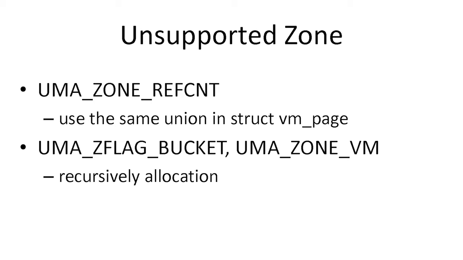Another two zones are UMA bucket zones and UMA zone free, which are used in the bucket system and the VM system. If you protect these two kinds of zones with MemoryGuard, you will run into recursive allocation and easily hit the recursive lock assertion panic. So in the current situation, I don't know how to bypass these two. So currently, if the allocation type is one of these three kinds of zones, I will bypass MemoryGuard and use the normal UMA functionality.